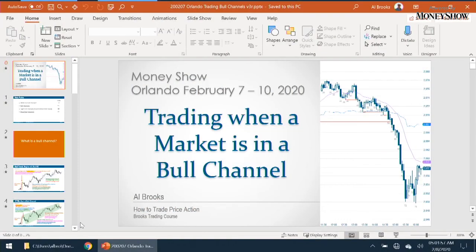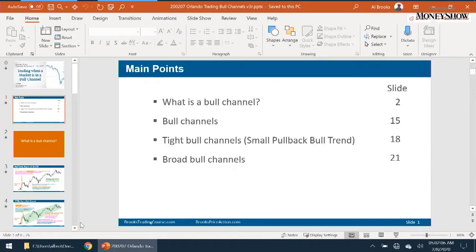Well, for those who do not know, I am Al Brooks, and today I'm going to be talking about trading when a market is in a bull channel. I'll begin by describing what I mean by bull channel. It's basically a chart that begins in the lower left and goes up to the upper right.